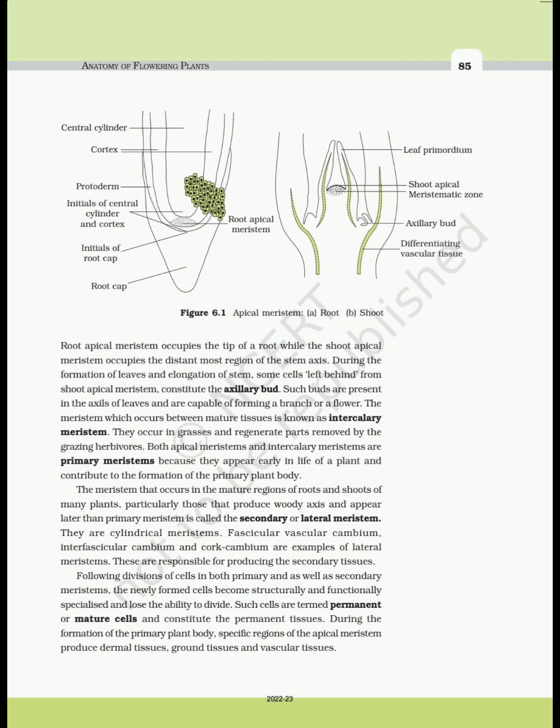Following divisions of cells in both primary as well as secondary meristems, the newly formed cells become structurally and functionally specialized and lose the ability to divide. Such cells are termed permanent or mature cells and constitute the permanent tissues. During the formation of the primary plant body, specific regions of the apical meristem produce dermal tissues, ground tissues and vascular tissues.